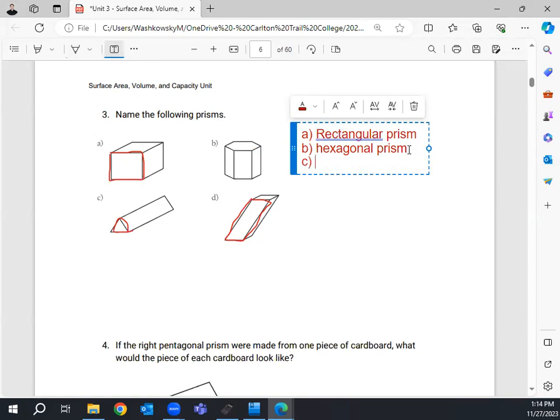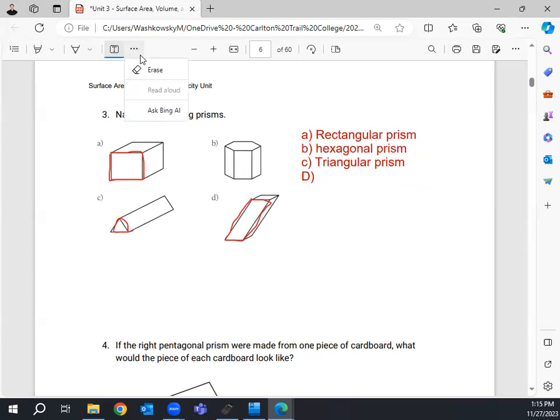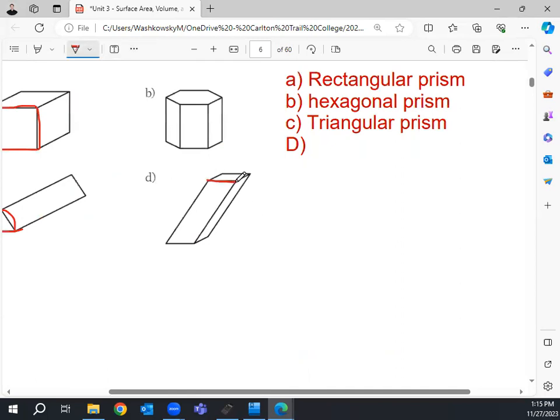So C is pretty easy. What shape is that? Triangle. So it is going to be a triangular prism. And then any guesses for D? That's a weird one. So this shape here is a parallelogram.